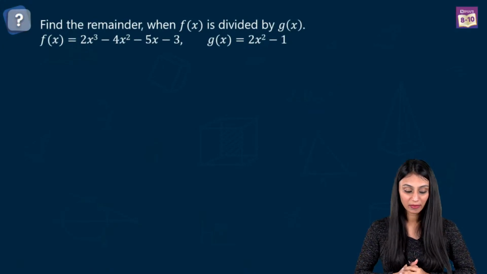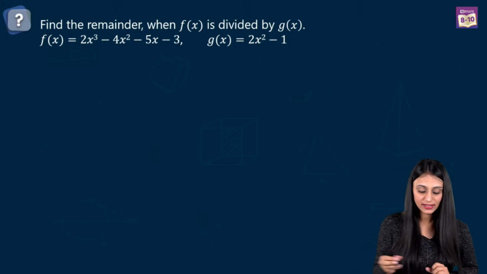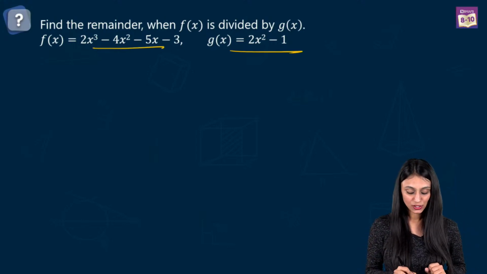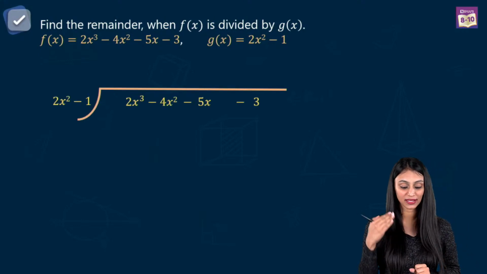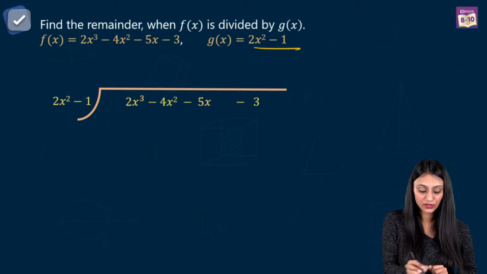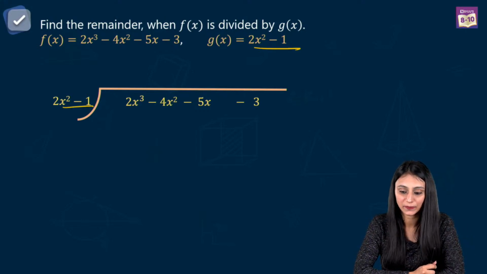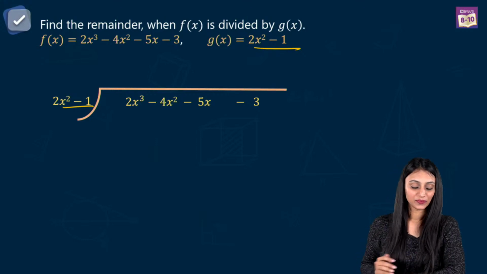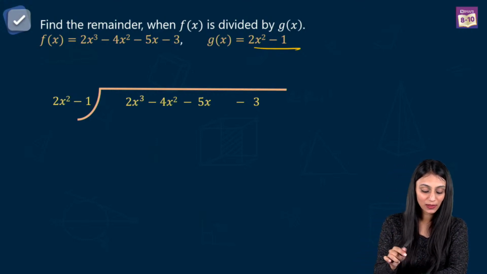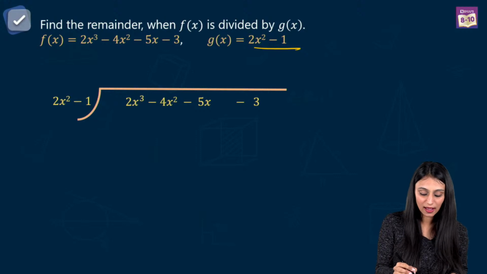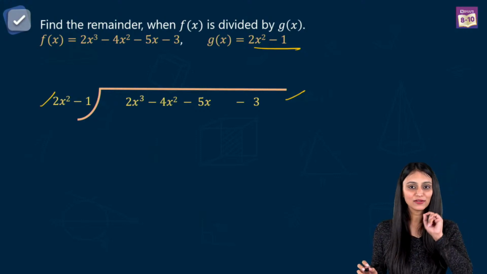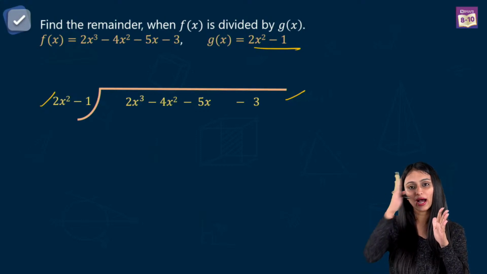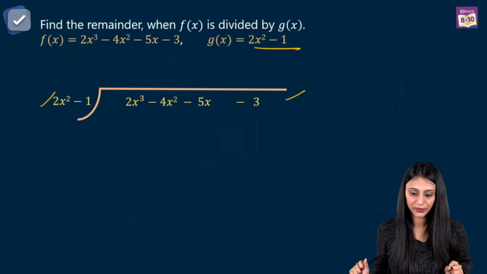We have to find the remainder when f(x) is divided by g(x). So f(x) is given to you, g(x) is given to you. Simply write down here, this is the dividend, 2x cubed minus 4x squared minus 5x minus 3, and the divisor is 2x squared minus 1. First of all, you need to see that these are in the standard form. Both dividend and divisor are in the standard form. By standard form, I mean that the degree should be from higher to lower. This should be the order.